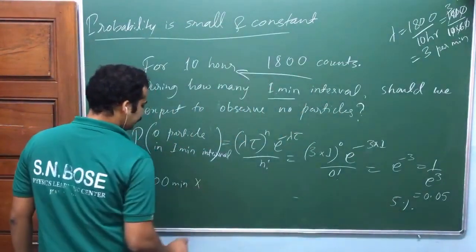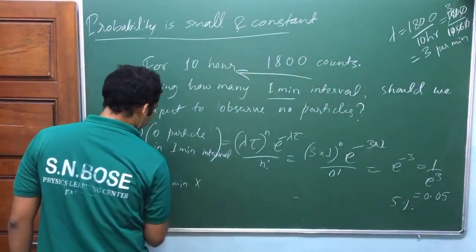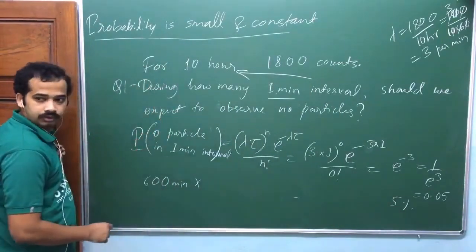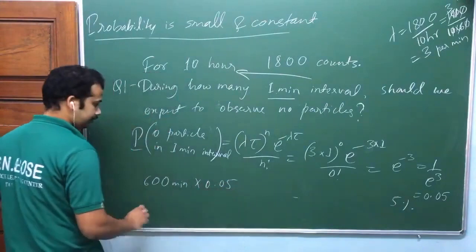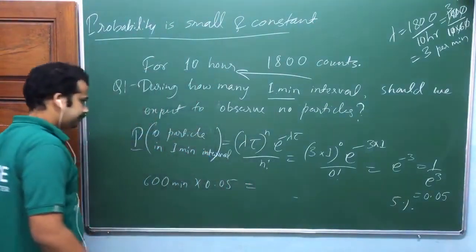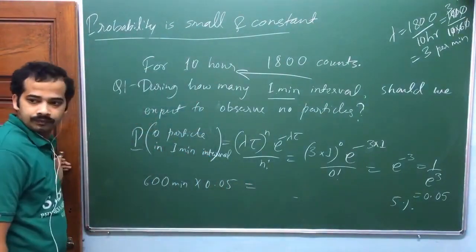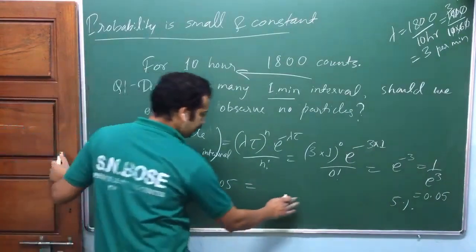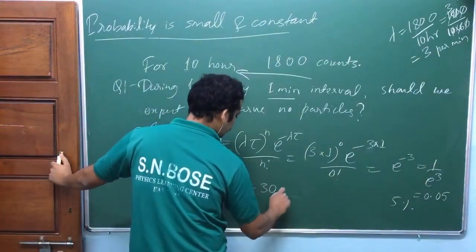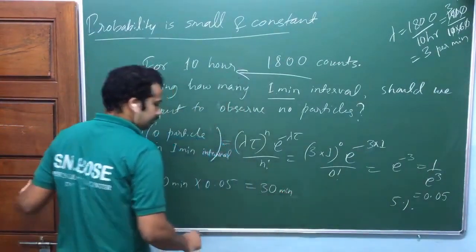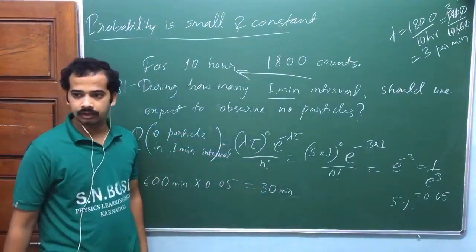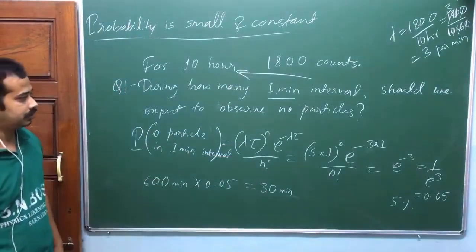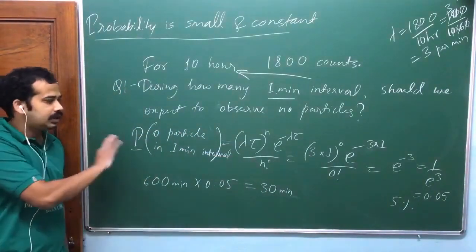I'm going to multiply that with the total number of time, 0.05 times what is this value? Speak out. 30? 30 minutes, am I right? That means there are thirty 1 minute intervals in which we observe no particle. It's quite a tricky step actually.